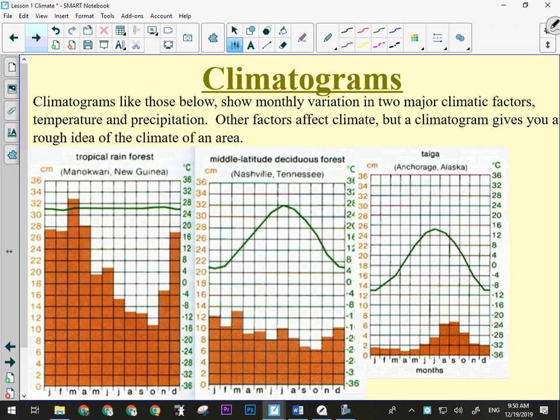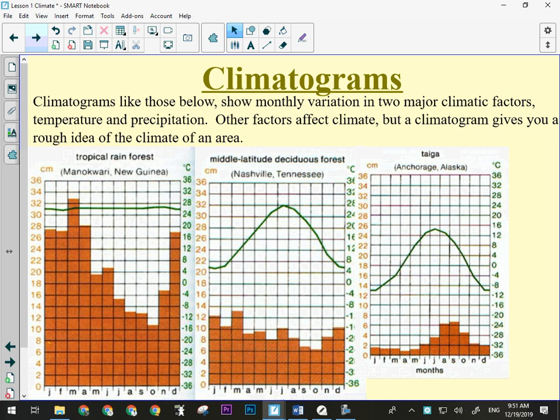All right, so those are your factors affecting climate. We're going to quickly look at climatograms because tomorrow we're going to start the activity on climatograms and factors affecting climate. These are the climatograms of 3 different places. They're all quite different from each other. The first climatogram is from Mount Macquarie, New Guinea. It's in a tropical rainforest.